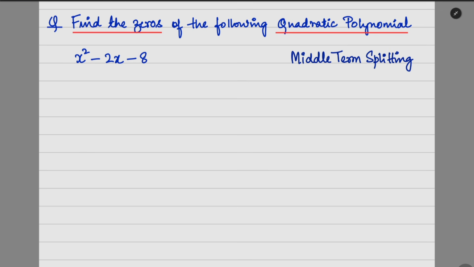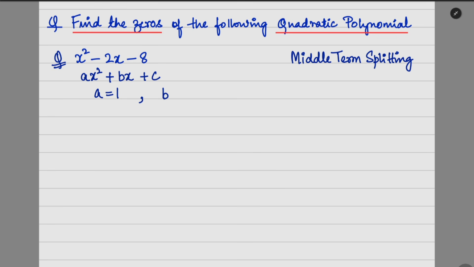Okay, so here let us write the general form of the quadratic polynomial. It is ax square plus bx plus c. This is your given question, and from here you can write what is a. Just compare it. You see here there is no coefficient of x square, which means it's 1. So a is 1.